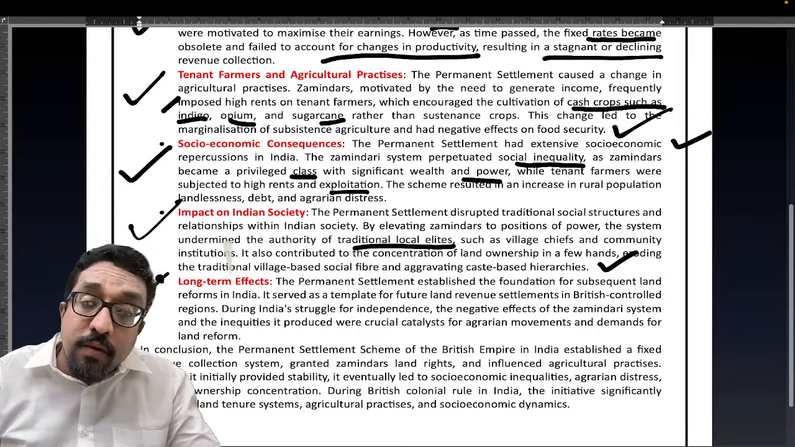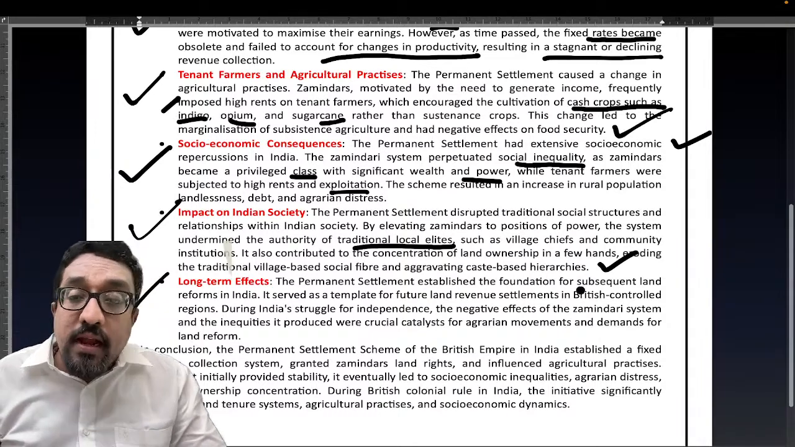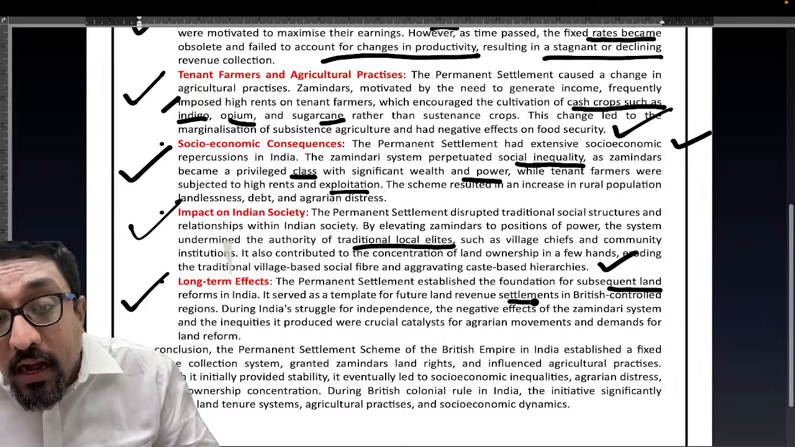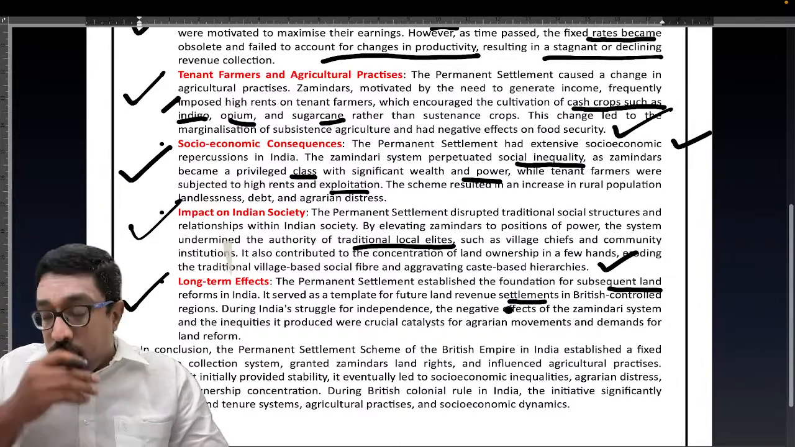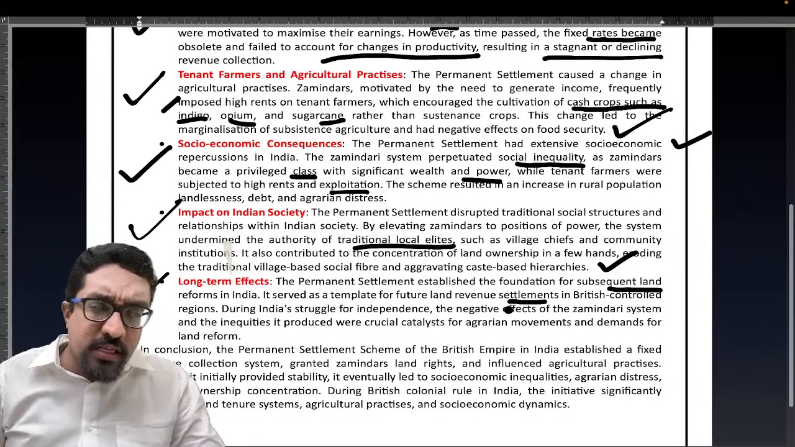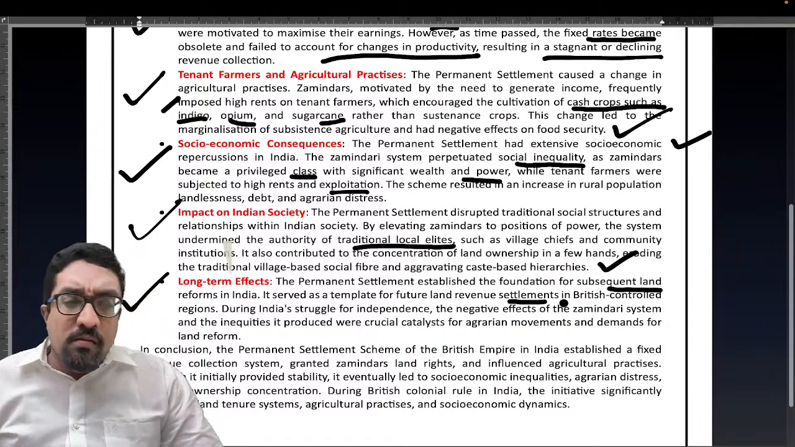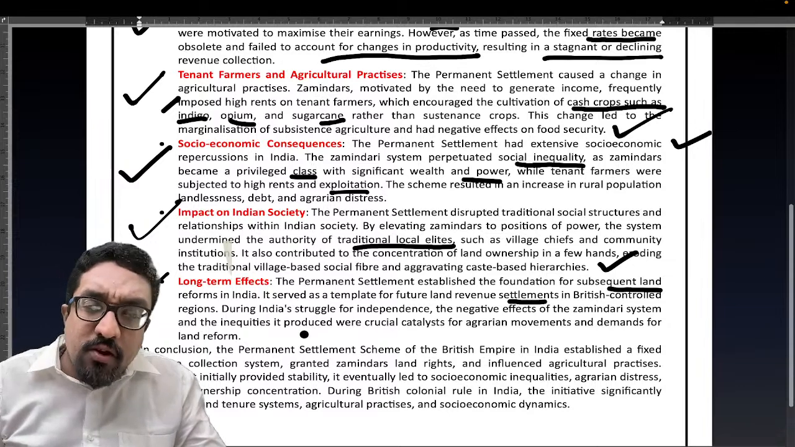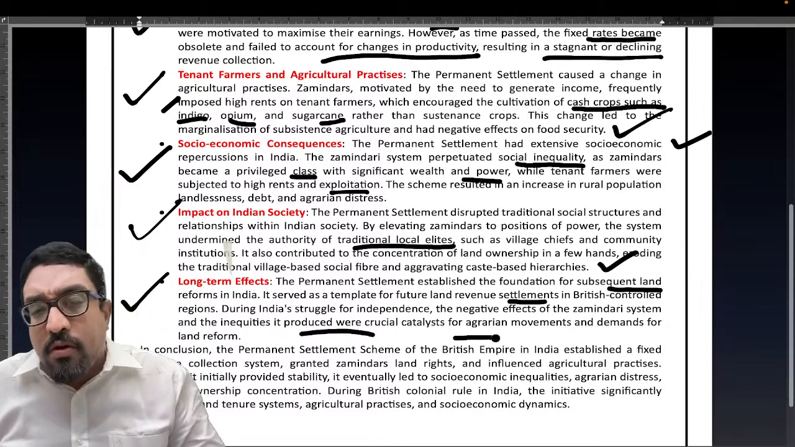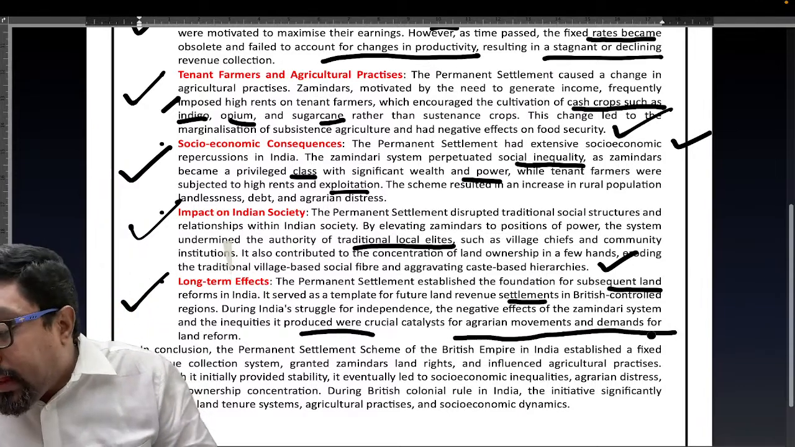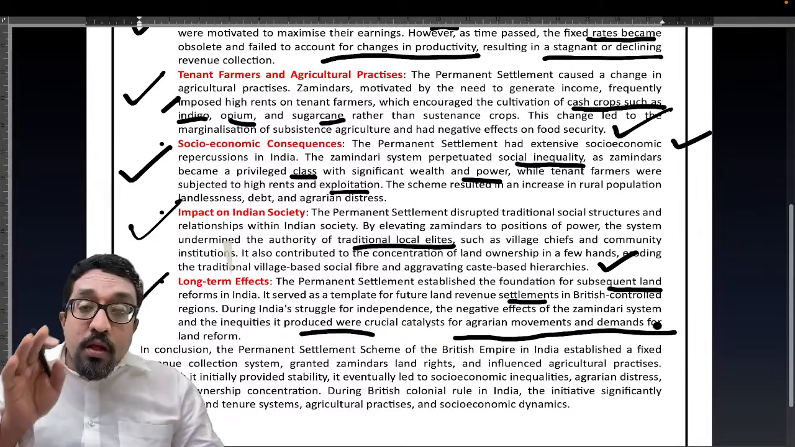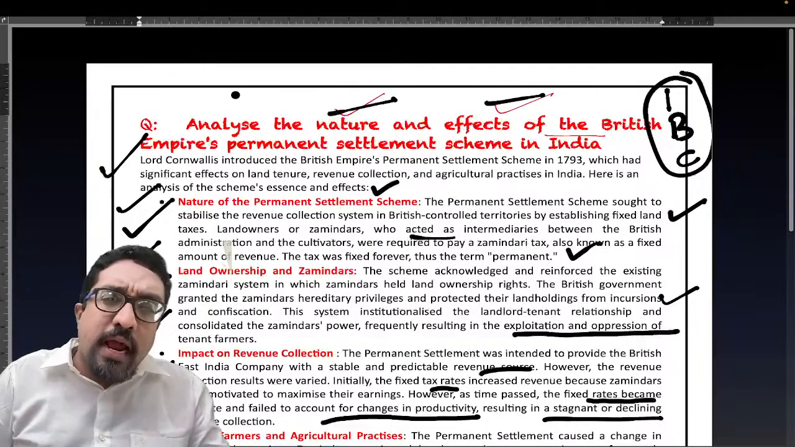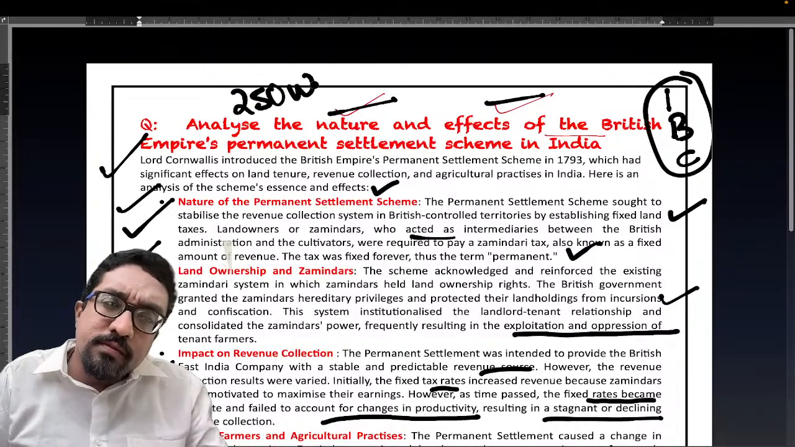And the long-term effect of permanent settlement is pretty simple. It led to subsequent land reforms in India. It served as a template for future land revenue settlements in British controlled territories. During India's struggle for independence, the negative effect of the zamindari system led to inequities and became a crucial catalyst for many agrarian movements.